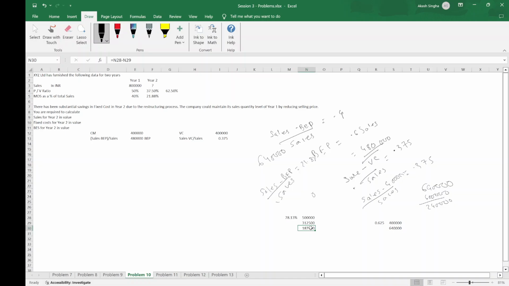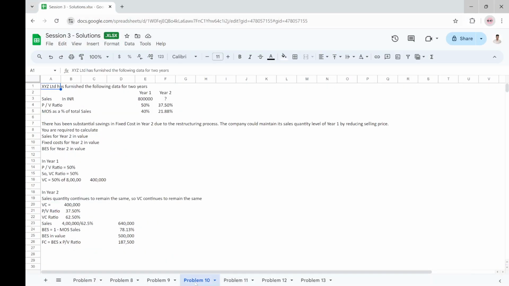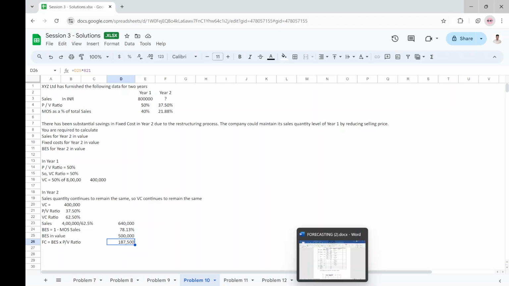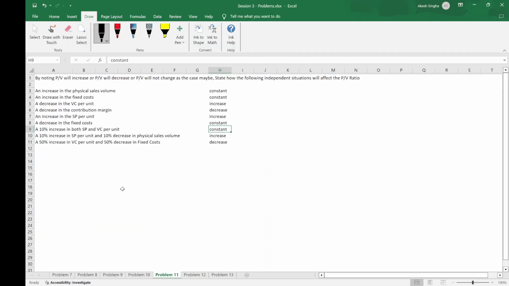Okay. And sales for year 2 in value is 6 lakh 40,000. And BEP's break-even sales for year 2 in value is 5 lakh. Let's match the answer. 6 lakh 40,000 sales, 5 lakh BEP value, fixed cost is 87,000. Yep, done and dusted. Now let's go to problem 11.